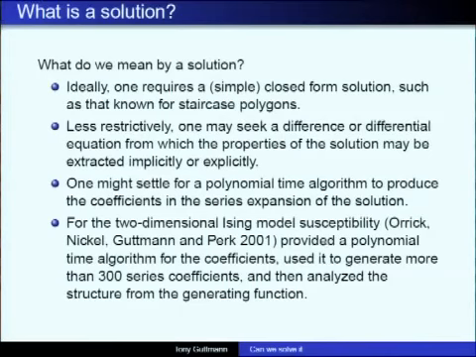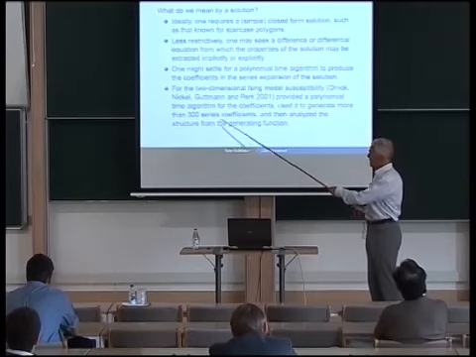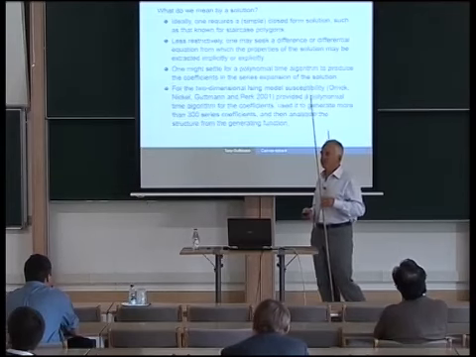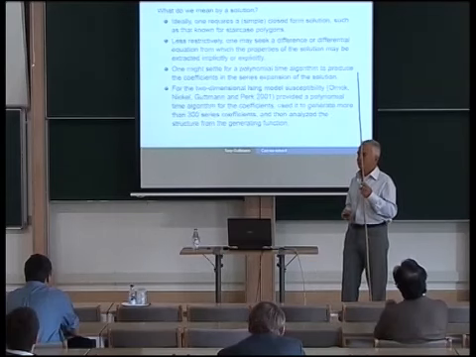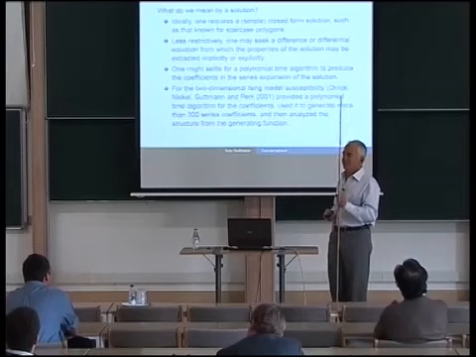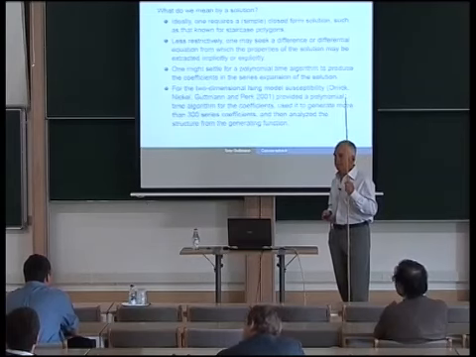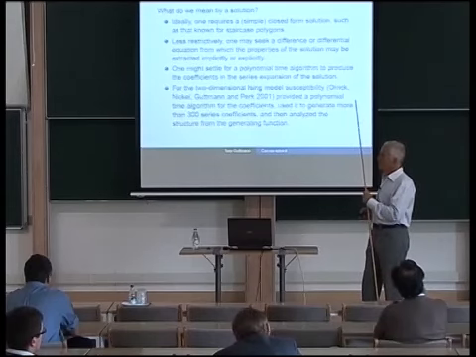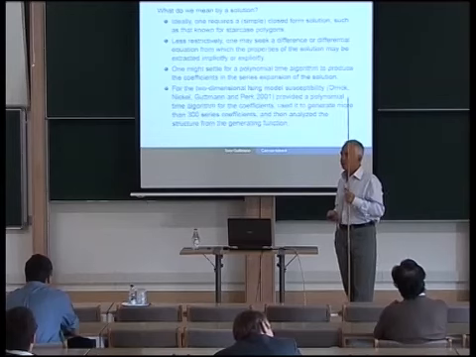In 2001, Orrick, Nickel, Guttmann and Perk gave a polynomial time algorithm for the coefficients, used it to generate more than 300 series coefficients, and then analysed the structure from the generating function. And we've now, just because we can, got 2,000 terms. Did you learn more about the structure? There's a big paper under construction which has several authors, all of whom seem to disagree. So it might take some time, because there seem to be some interesting unknown things about the correction to scaling properties. What we'd really like to do is to do it on another lattice, but we don't have the machinery.